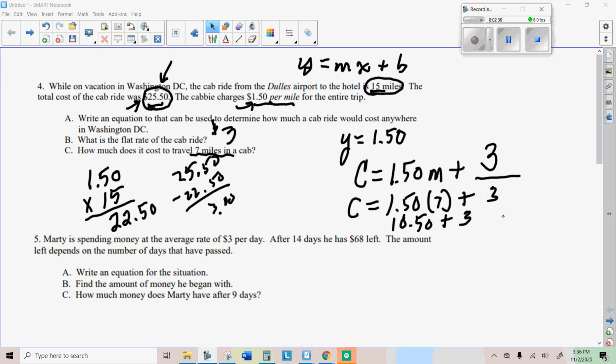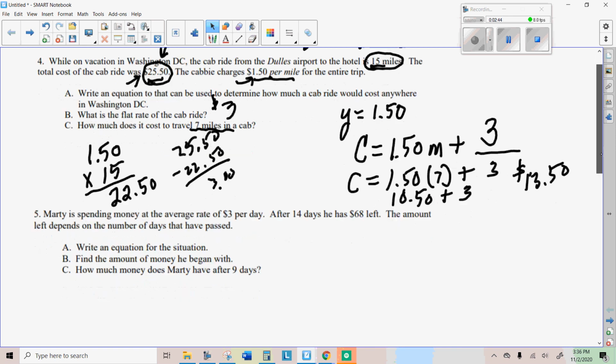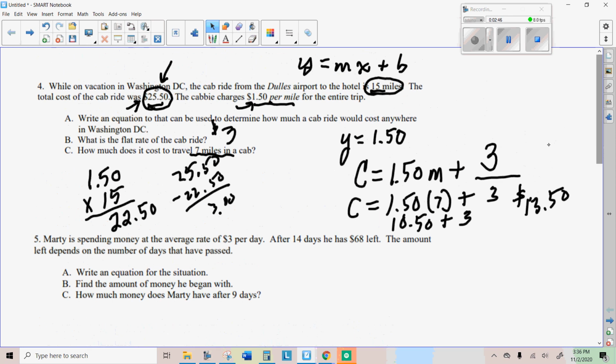All right, if you did that right, you should have got $13.50. Okay. So one thing we can find out about that is the cost of riding in a cab is not proportional. So if a 15-mile trip costs $25.50, that doesn't mean that a 7.5-mile trip would be half of that price, and that's because this is not a direct variation.